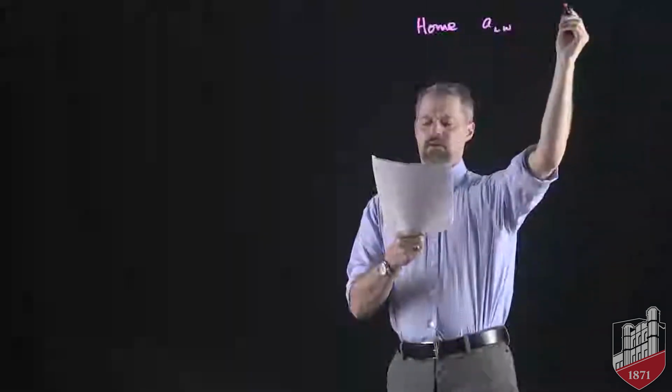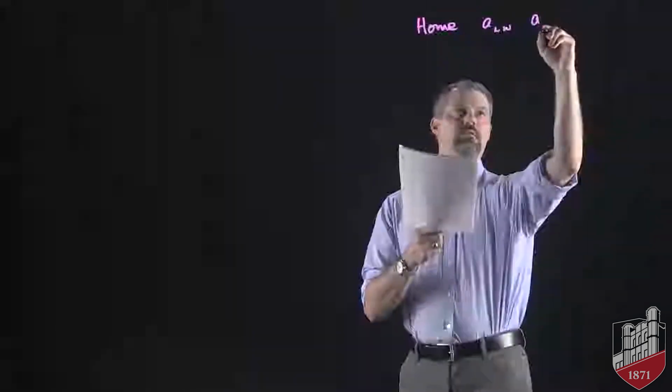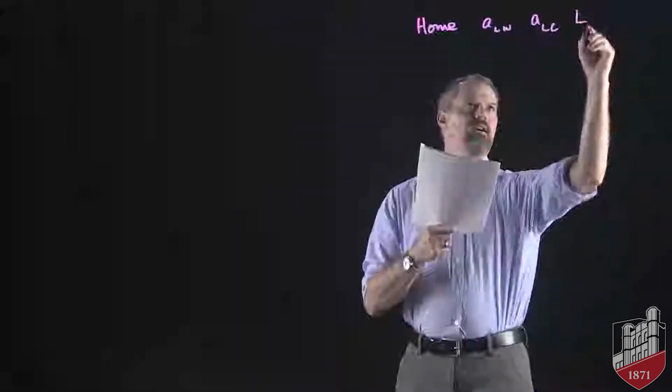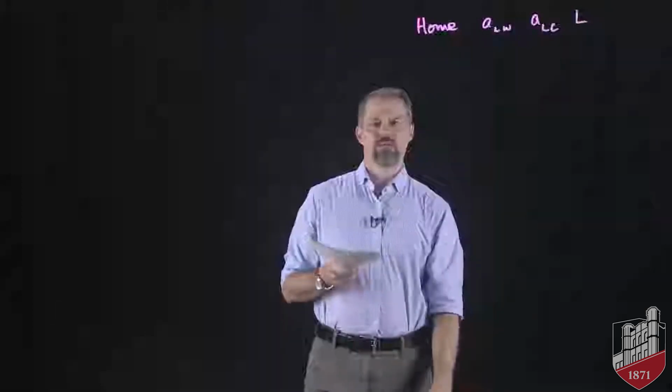Okay, so what we need to do now is introduce a foreign sector into the model, and then we'll be able to think about what happens when home and foreign trade with each other. So we're going to have, let's write up here, we've got home, and we've got the unit labor requirements for home, first for wine and then for cheese. And then we've got the amount of labor that home has to work with.